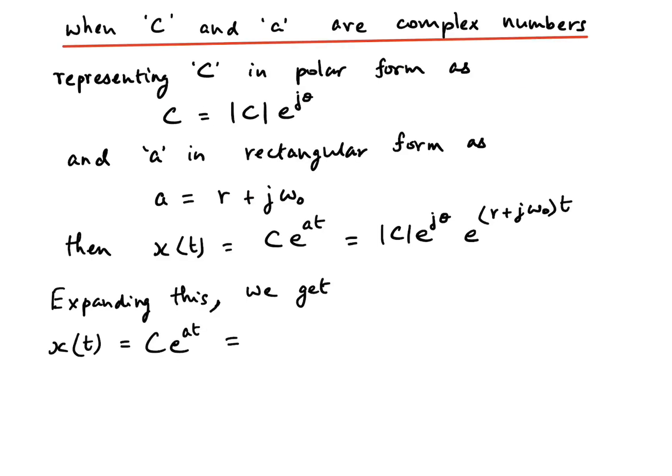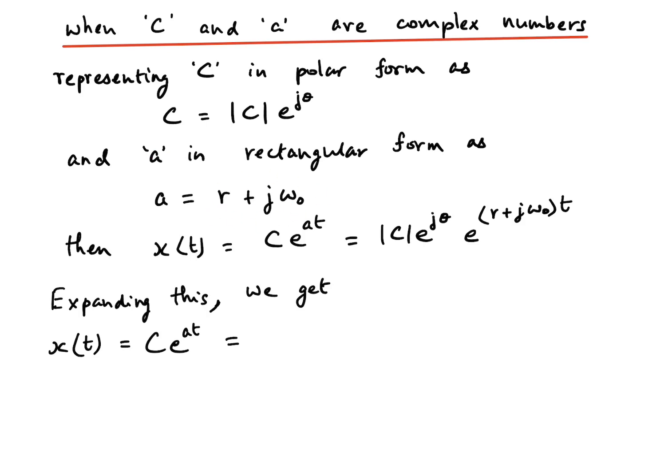So when we make these parameters c and a complex numbers, we can represent these complex numbers either in the polar form or in the rectangular form. And what we are going to do is represent the parameter c in the polar form and the parameter a in the rectangular form.